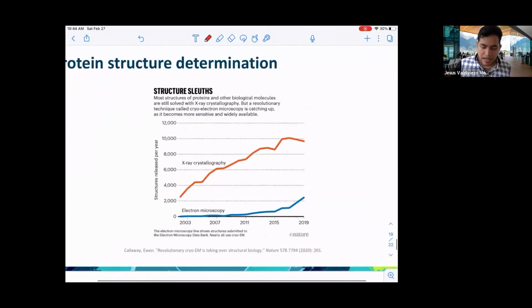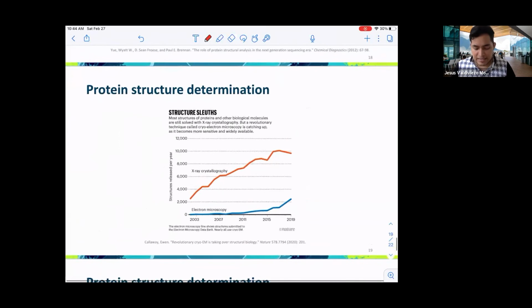And this is just a plot showing that electron microscopy, the technique that got the Nobel Prize recently, is going to be extremely important in the coming years. As you can see here, the most common one is X-ray crystallography, but we can see that electron microscopy is going to be extremely important in the coming years.